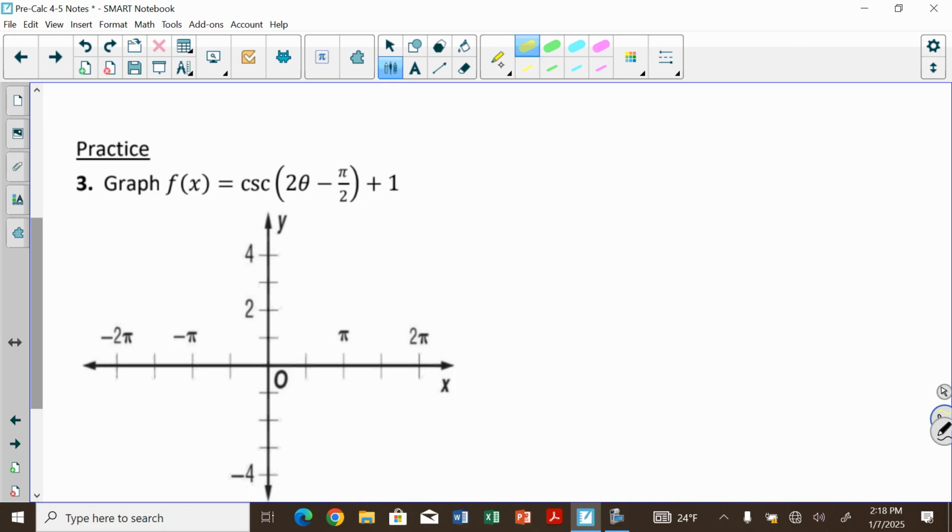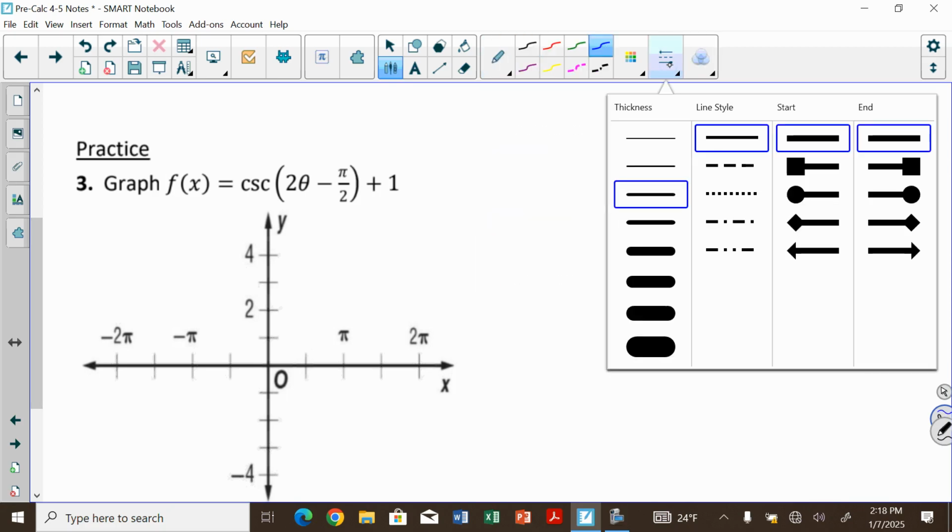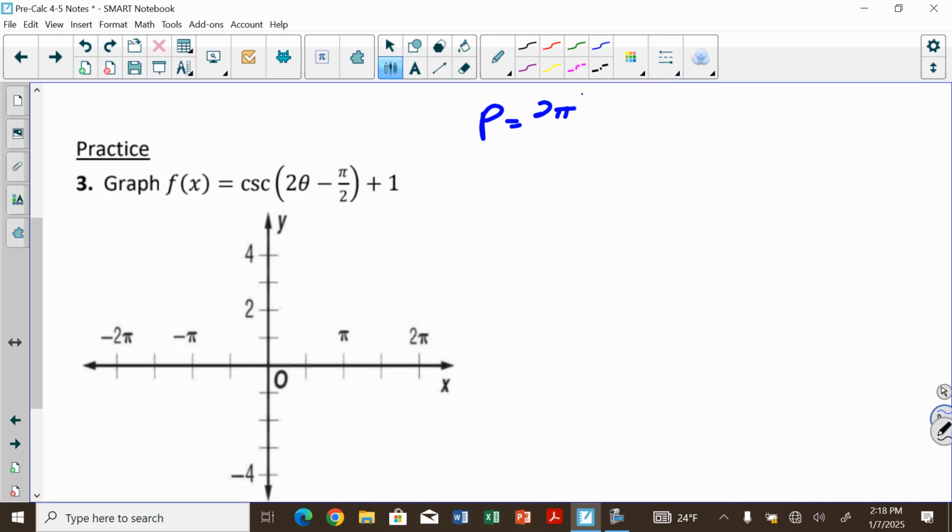So let's find our period. Our period is 2 pi over the absolute value of b. Our b value here is 2. We know our period generally is 2 pi, but if we have a b value, it changes that. So now we go 2 pi over 2, because that's my b value. So my period on this function will actually be pi. Something to keep in mind, and I'll write that in a second.